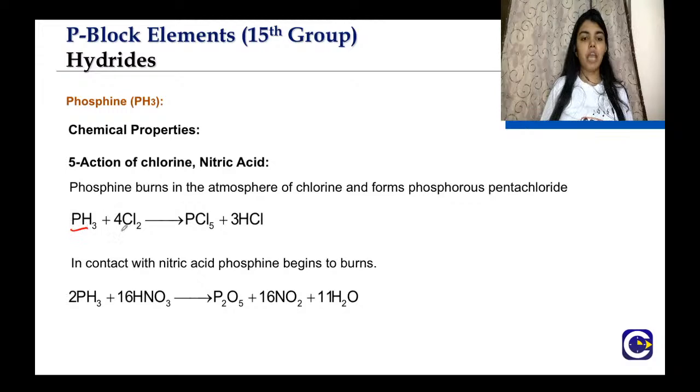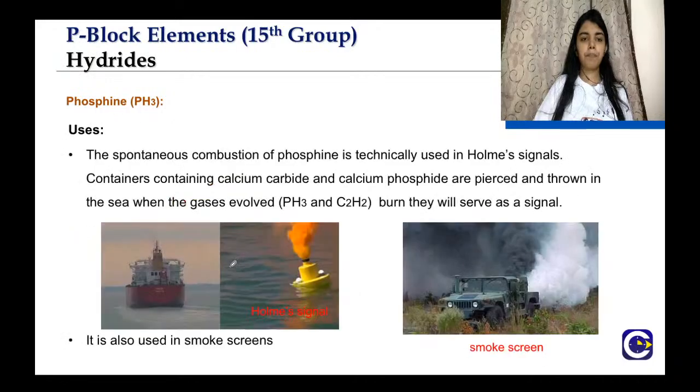So when phosphine burns in the atmosphere of chlorine, it leads to the formation of PCl5, that is phosphorus pentachloride. So this is how you can form PCl5. And when PH3 or phosphine reacts with nitric acid, it gives P2O5, that is the pentaoxide of phosphorus.